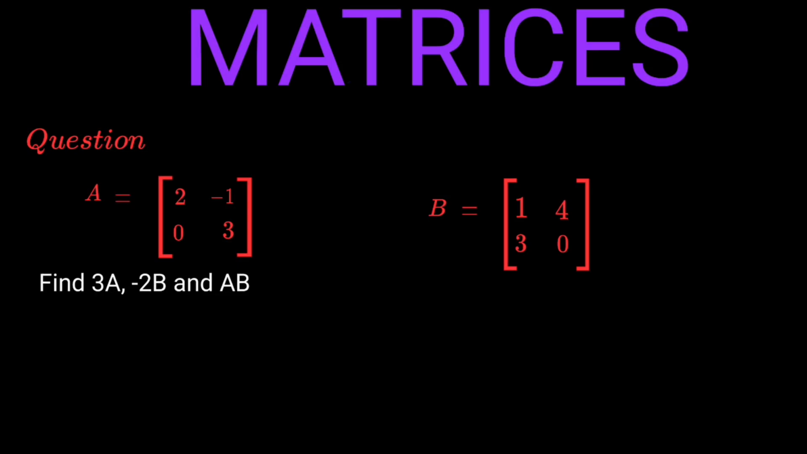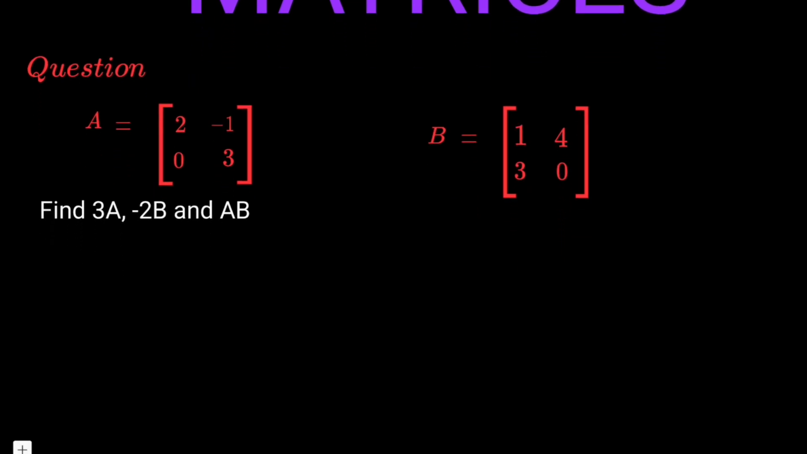In this video, we are going to solve a question on scalar multiplication and matrix multiplication. The question says A is equal to that and B is equal to that. So we should find 3A minus 2B and AB. So let us have a solution.